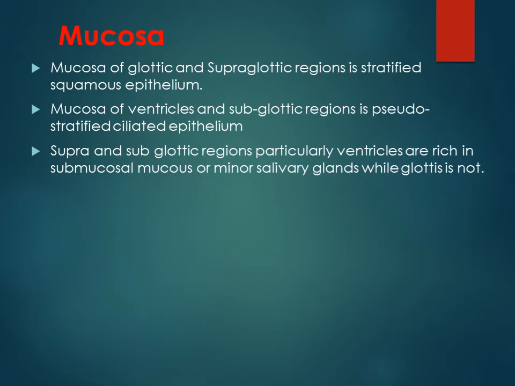The mucosa of the glottic and supraglottic space is stratified squamous epithelium, and the ventricles and subglottic regions are pseudostratified ciliated epithelium. The supra and subglottic regions, particularly, are rich in submucosal mucus and minor salivary glands, while the glottis is free of any mucus or salivary glands.